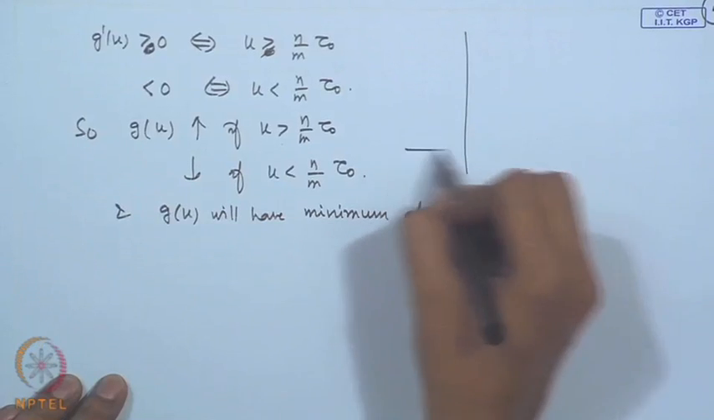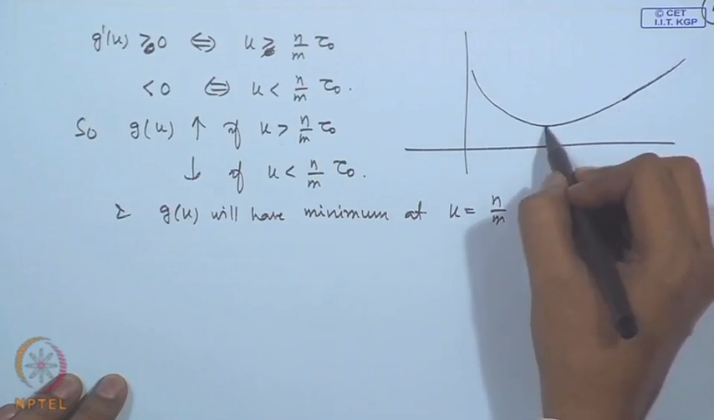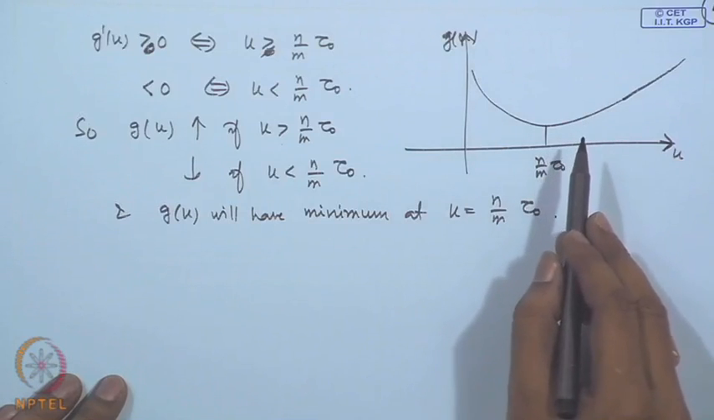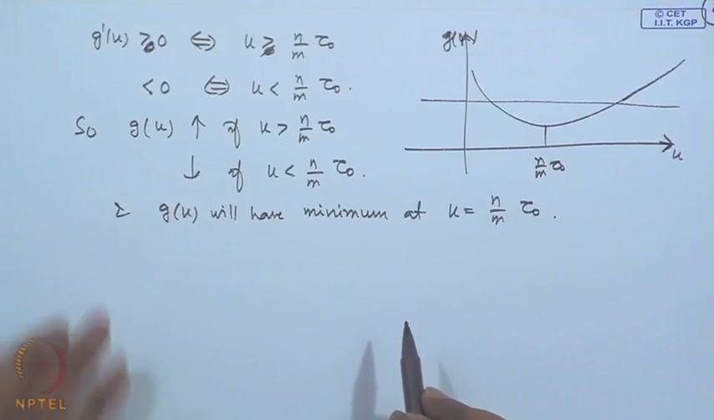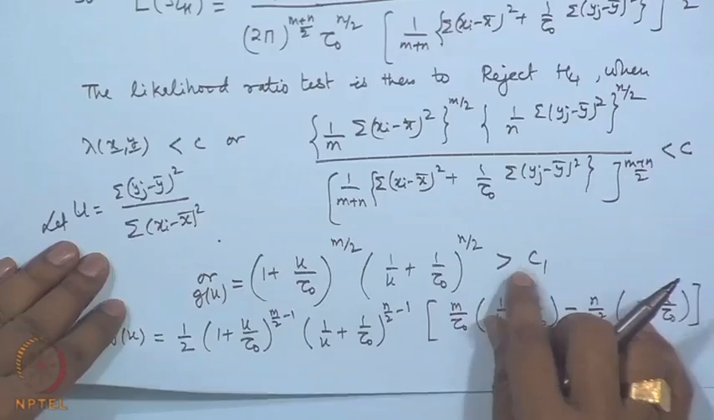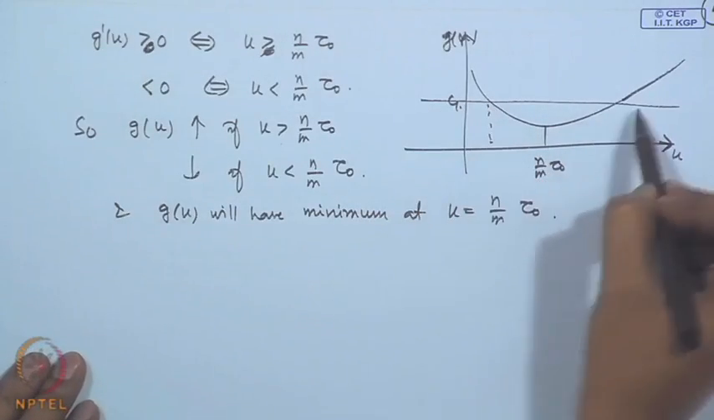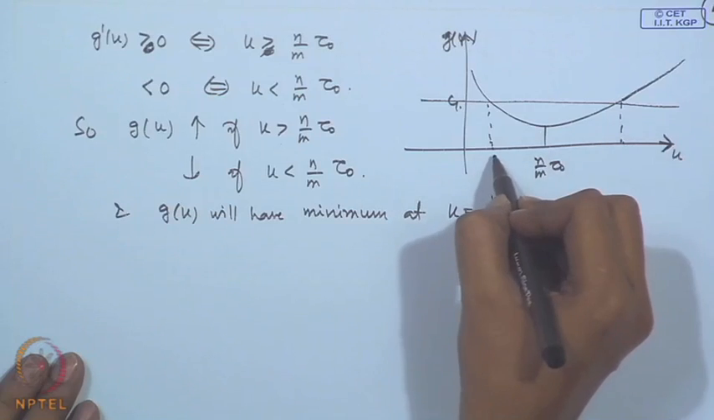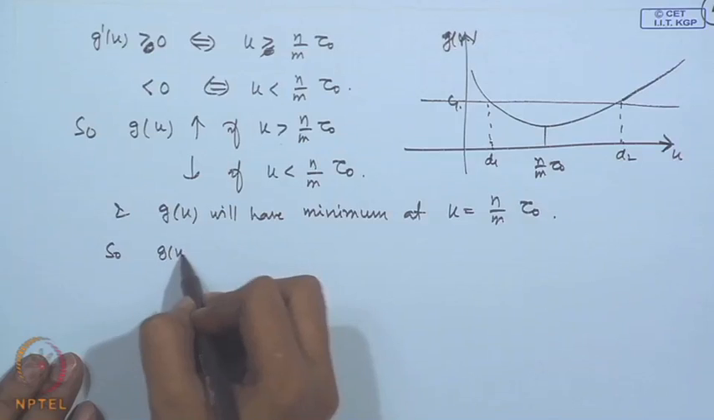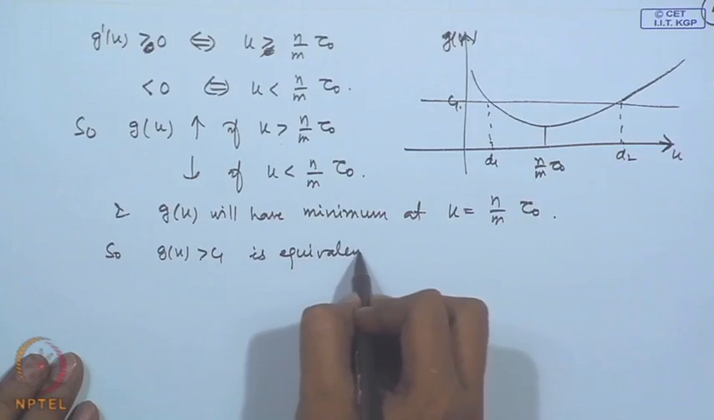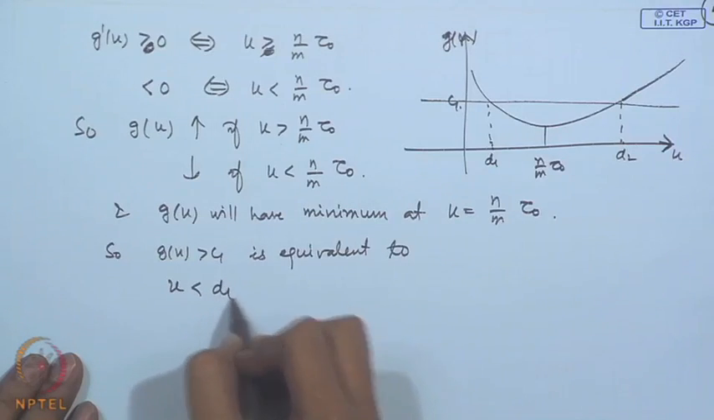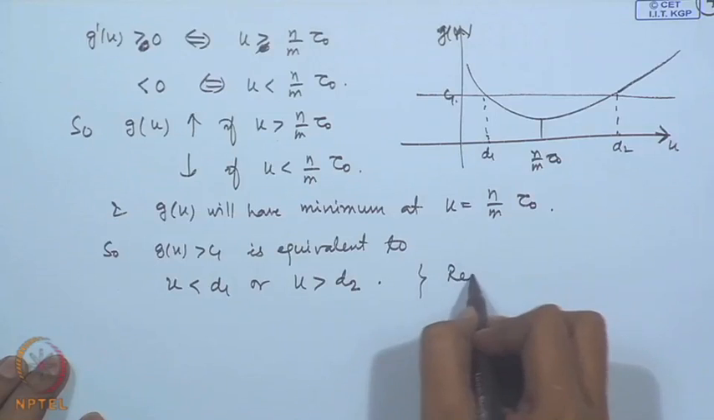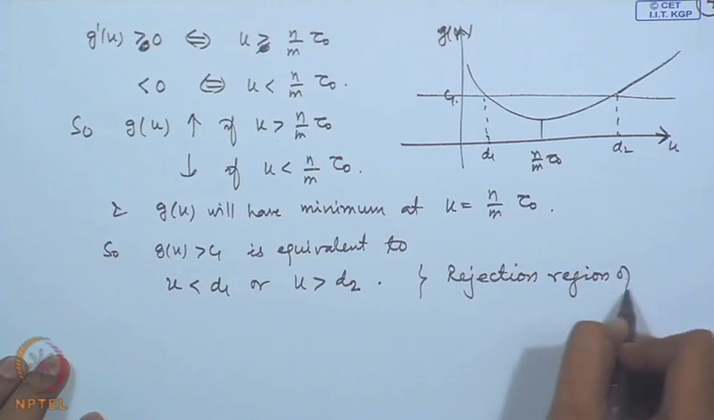That means the nature of this G(u) function will be something like this. There is a minimum at n by (m tau naught). If I am plotting the G(u) function, then it will look something like this. So, if I say G(u) is greater than C 1, suppose this point is C 1, then this is equivalent to saying that u is either less than a certain number or bigger than a certain number. Let me call these numbers d 1 and d 2. So, G(u) greater than C 1 is equivalent to u less than d 1 or u greater than d 2. So, this is the rejection region of the likelihood ratio test.